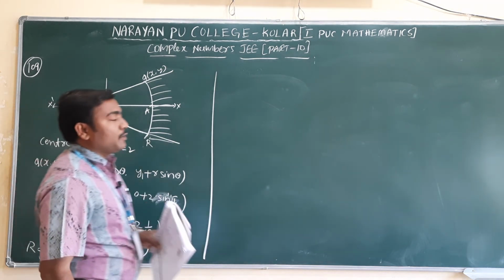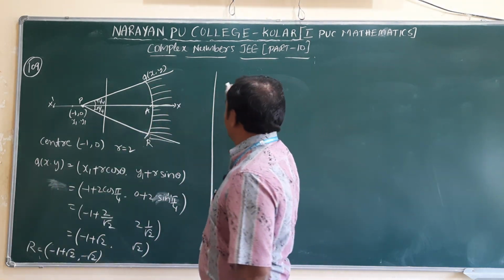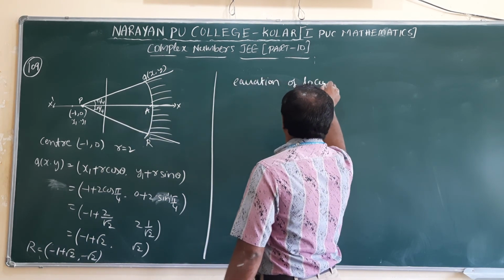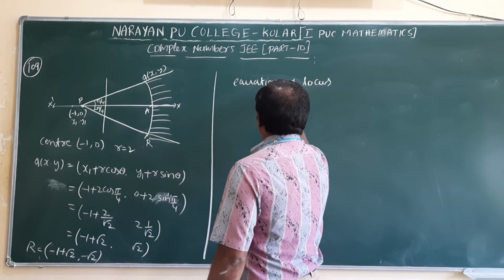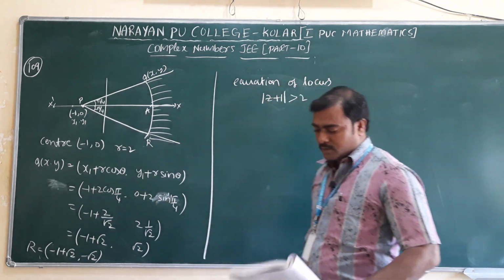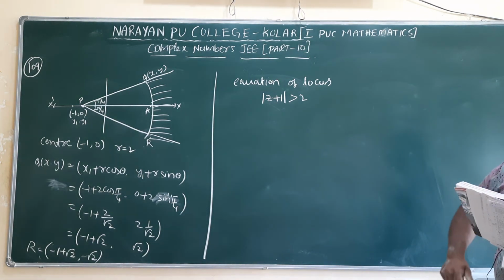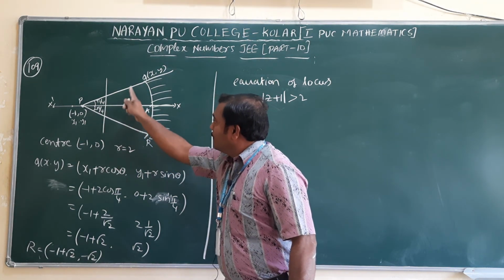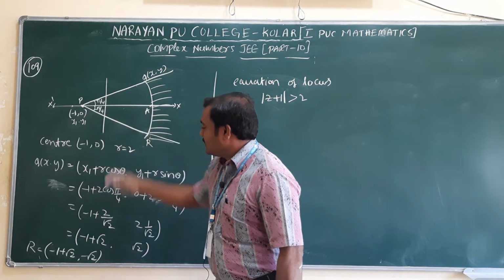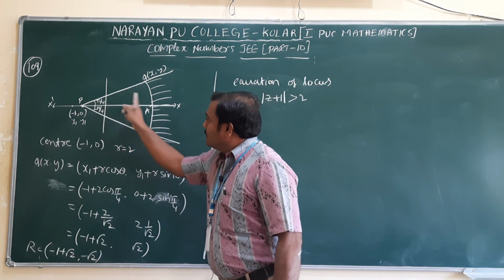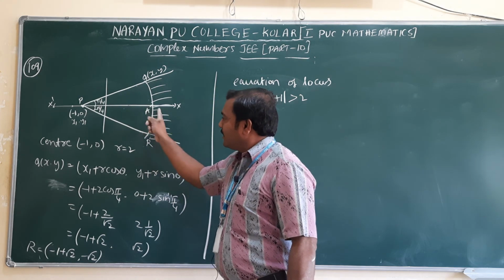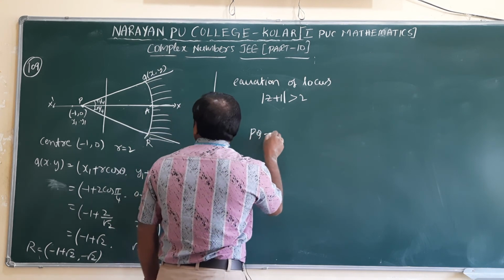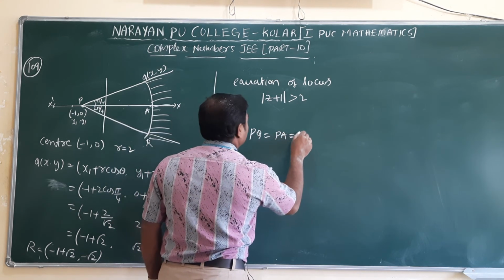Now here, they have given the equation of locus. The equation of locus of z is modulus of z plus 1 is greater than 2. But here all are equal. So PA is equal to PQ is equal to PR. All are equal because they are given from the center to the arc point of intercept, we are getting all are equal. Here PQ is equal to PA is equal to PR.